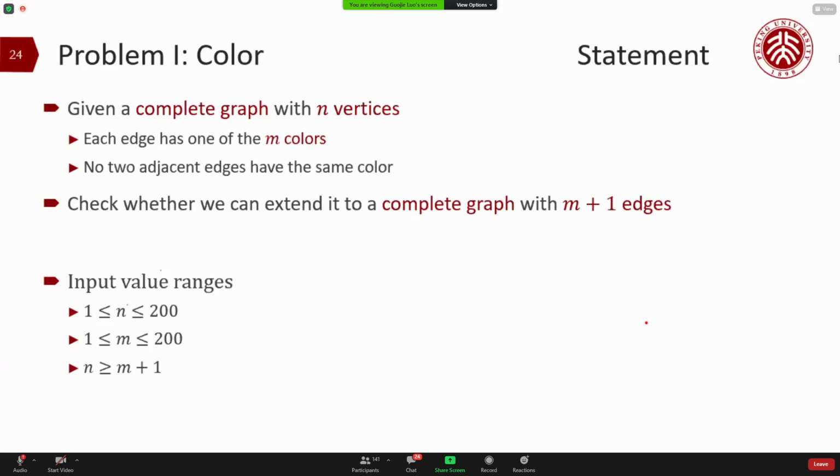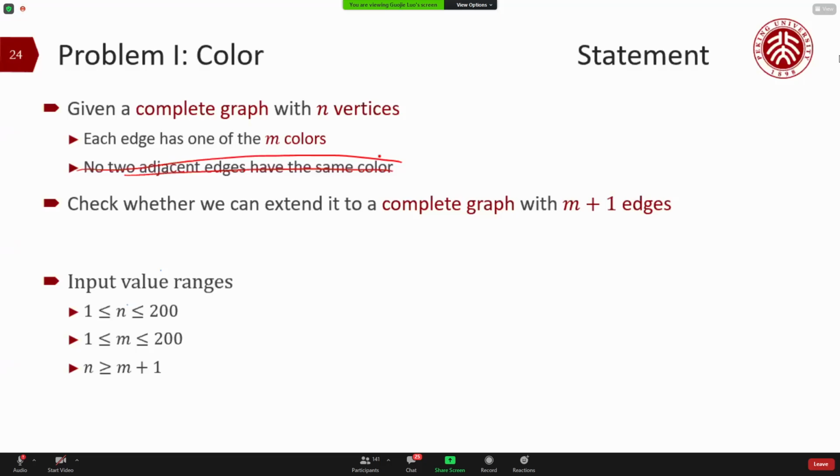We are given a complete graph with n vertices, and each edge has one of the m colors, and no two adjacent edges have the same color. So maybe I added this by mistake. I'm not sure whether the test case has this restriction, but probably it does not.